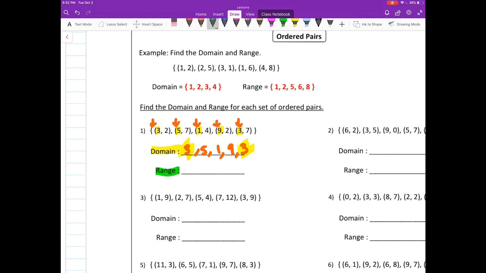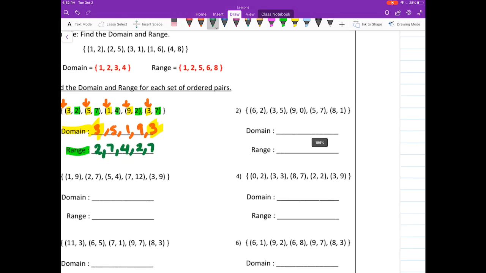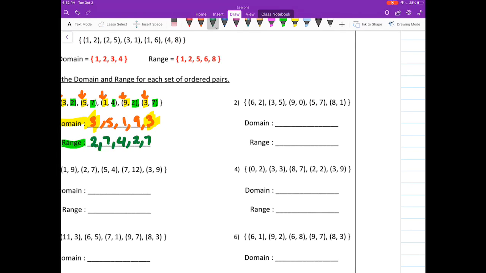Okay, what is your range? 2, 7, 4, 2, and 7. We don't care about the range repeating. So that's it, guys. For this one, you just have to list. You have to know which one is your domain.